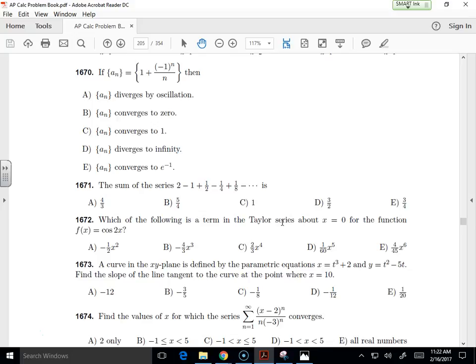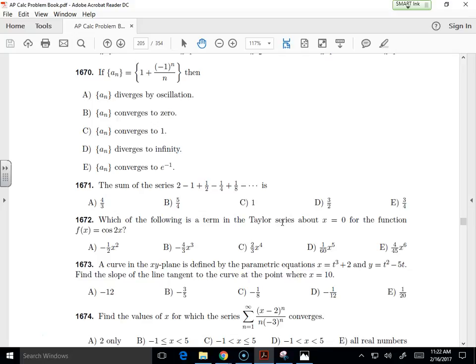And then you plug in 10. So y prime over x prime, because that's dy/dx, which is the slope of the tangent line, right? So 2t minus 5 over 3t squared plus 2, and then plug in 10. Wait a minute, you have to plug in a 10 comma something, because it's in terms of x and y.